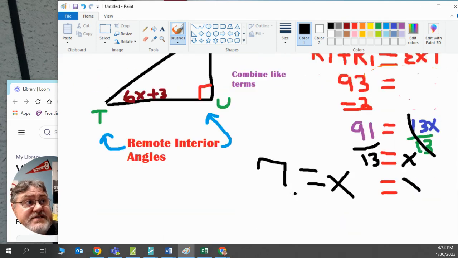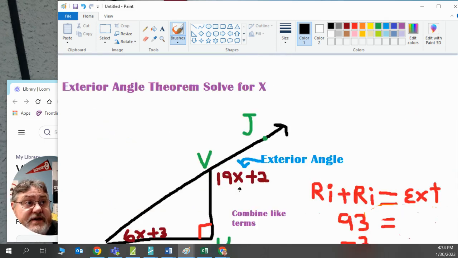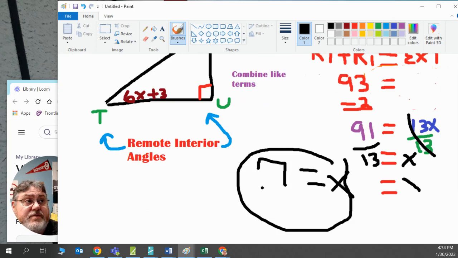And what I could do with that 7, x will always equal 7. If I wanted to find out what angle T was, I can multiply 6 times 7 and add 3. If I want to find out what the exterior angle is, I can multiply 19 times 7 and add 2. But right now we're just asked to solve for x. Therefore, our answer is 7.